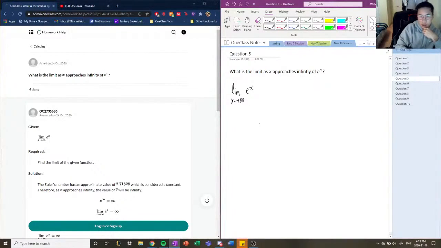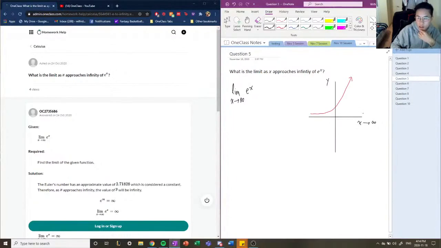Essentially, the question is asking us for the end behavior of this function as x approaches infinity. So if you were to graph this out, e to the x kind of looks like, I'm just going to draw it like this, e to the x kind of looks like that, right? So they want to know what happens when x approaches infinity. What is the value of our function as x approaches infinity?